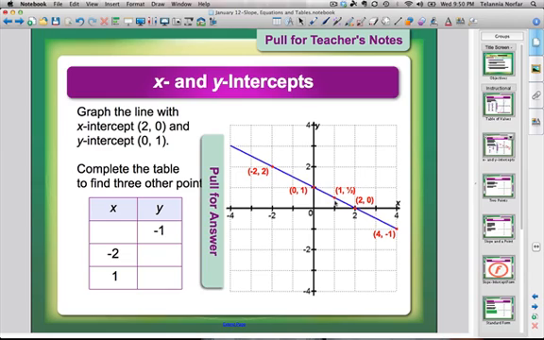If you notice, the x value is 1, and the y value is in between 0 and 1, so that's 1/2. Good job if you got that one right. And then we were also given the x-intercept 2, 0. But then lastly, for filling in our table, the y value is -1. So that means the x value is 4. Good job if you got that right.